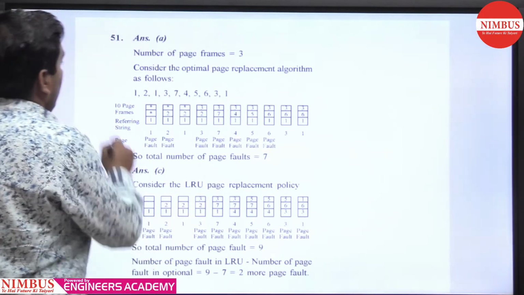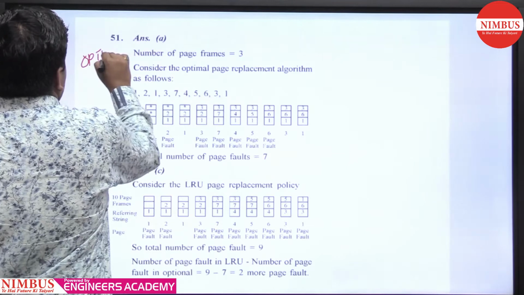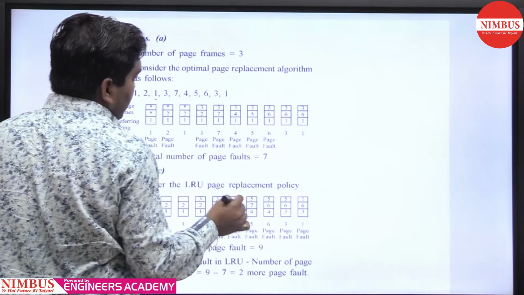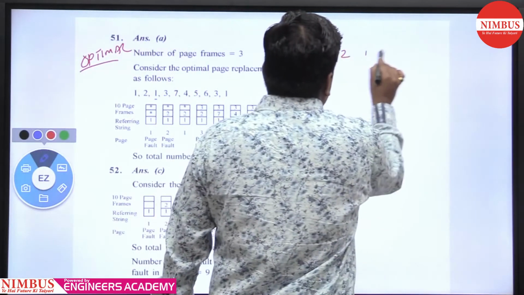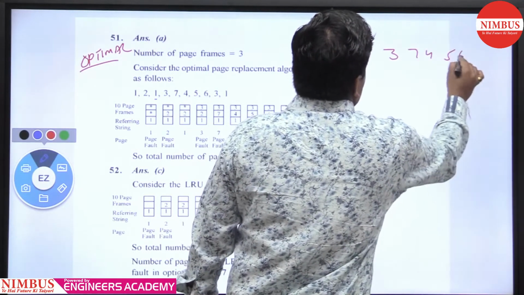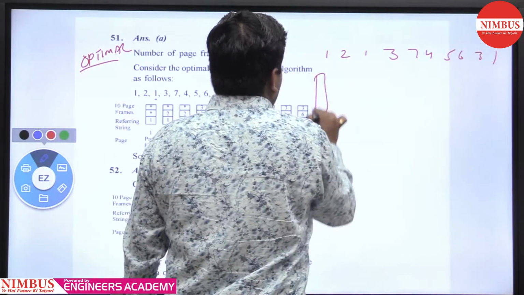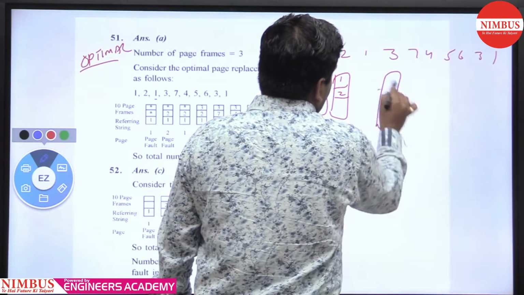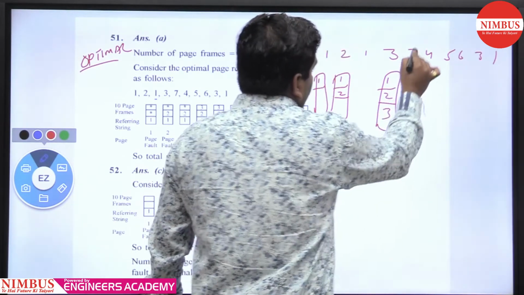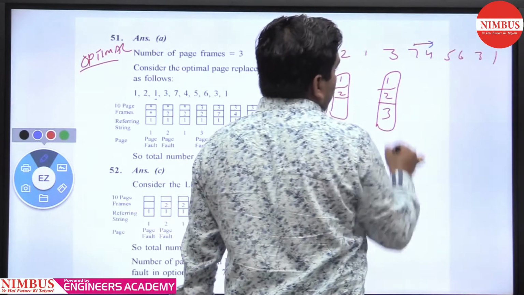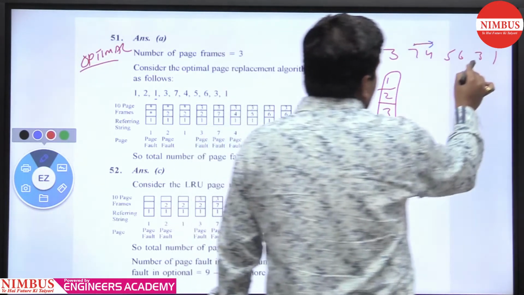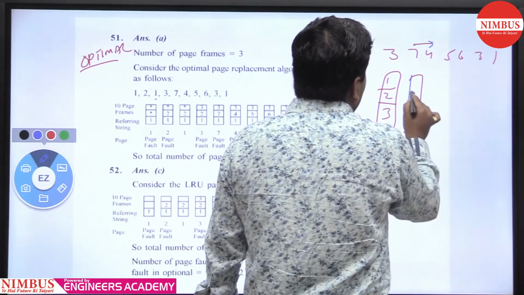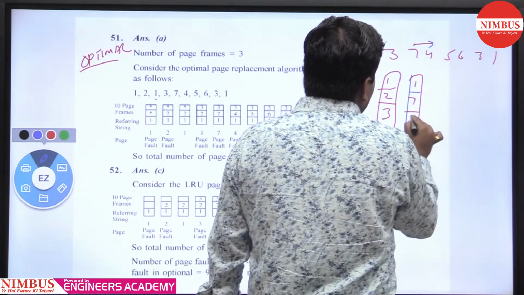First we are talking about the optimal, and this is the reference string 1 2 1 3 7 4 5 6 3 1. You can solve here also. Initially 1 page fault, 2 page fault, 3 page fault here. Now 7 is a page fault. Among 1 2 3, which one is coming last? First you get 3, then you get 1. Meaning which one is not found? Which one is last? 2 is last. So you replace 2 by 7.